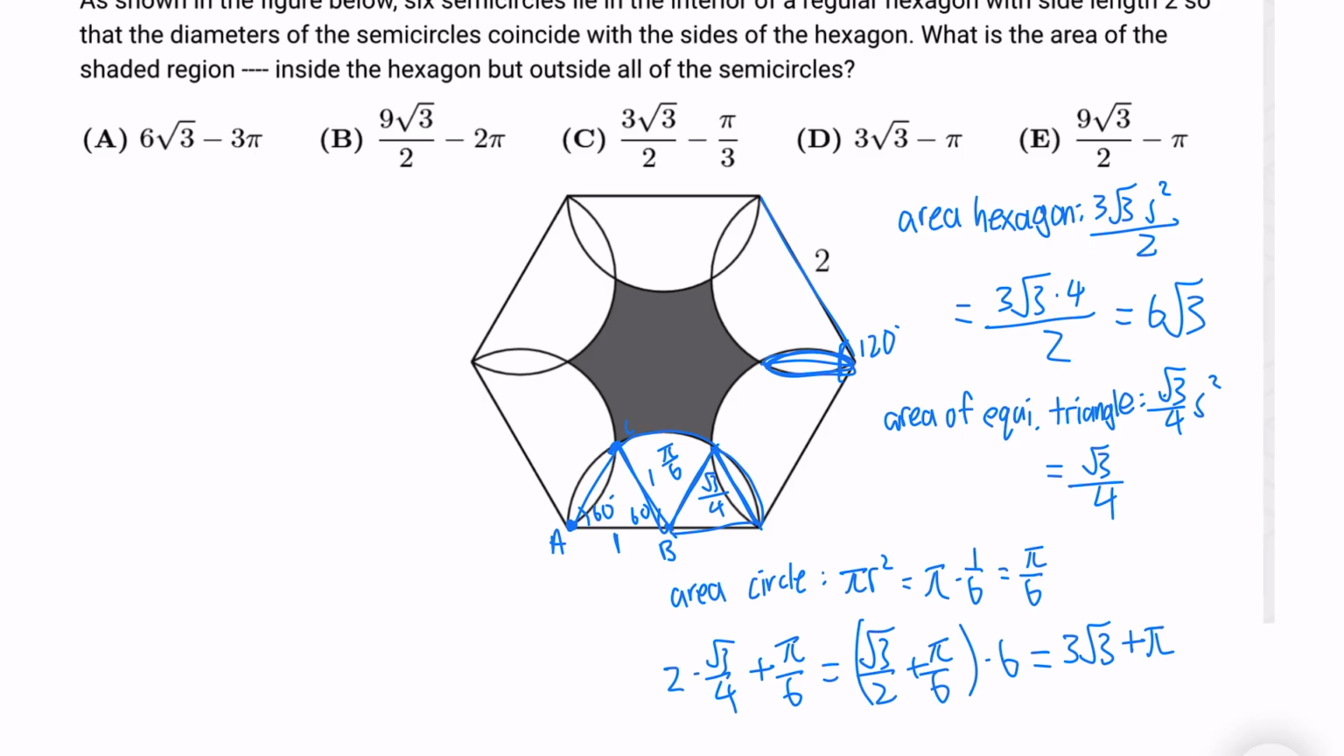And then it's asking us for the shaded area. So we have the area of the full hexagon, which is 6 times the square root of 3. So it's just 6 times the square root of 3 minus 3 times the square root of 3 plus pi. This would give us 3 times the square root of 3 minus pi. So the answer is D.